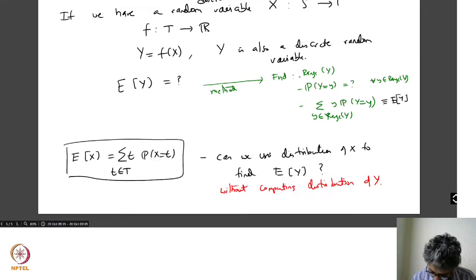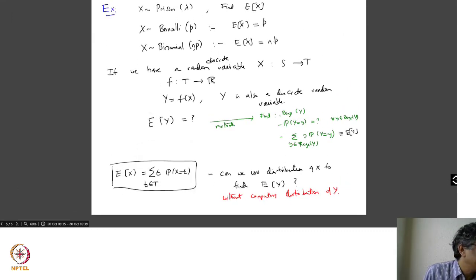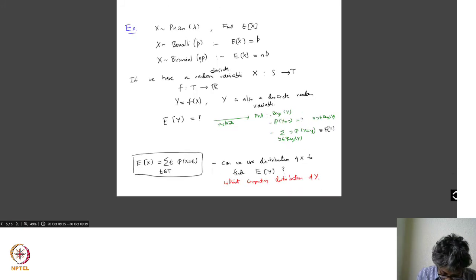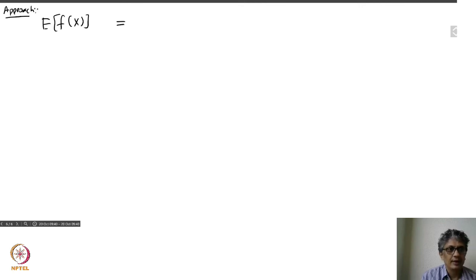Okay, that's the goal. One way to compute E[f(X)] is to find the distribution of f(X) and then use the definition. What can we do without that? Here's one idea, and I'll try to illustrate it. Let's write the proof down. What is E[Y]? E[Y] is E[f(X)], and this is an approach.